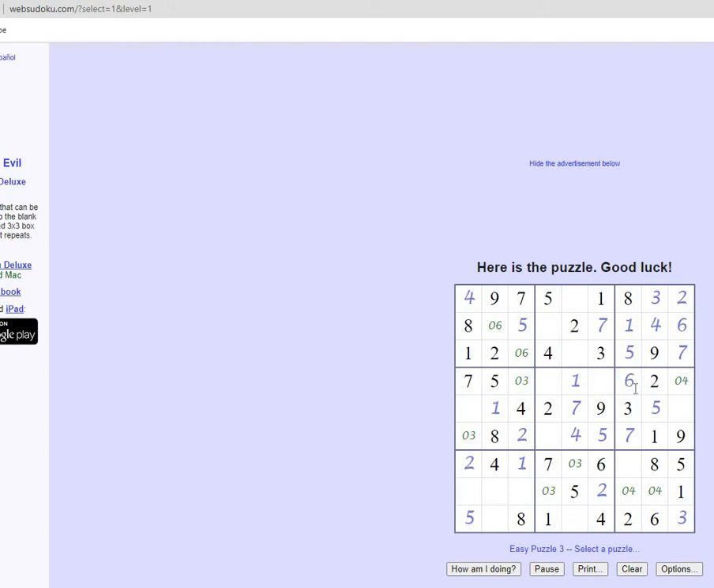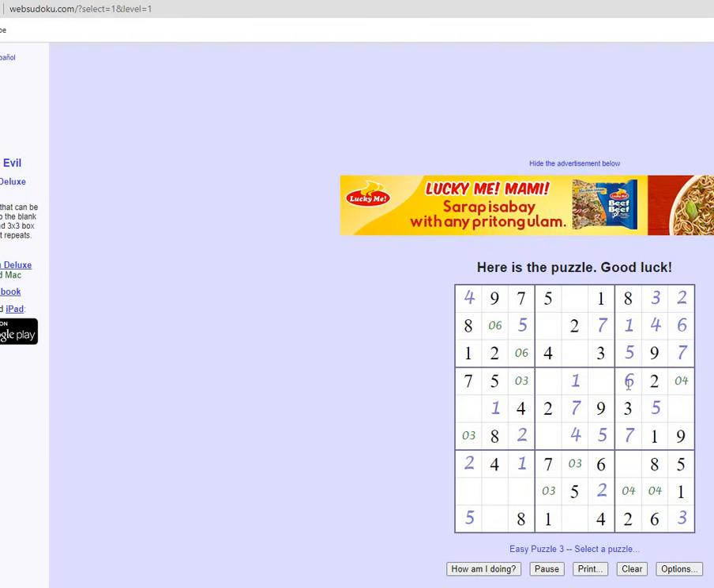Okay. So if 6 is here, that means we cannot put 6 here or here. So 6 must be here. Okay. And if 6 is here at the bottom and at the top, we cannot put the 6 here or here. So 6 must be here.